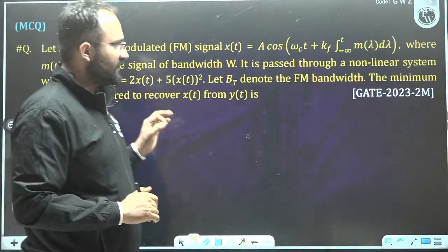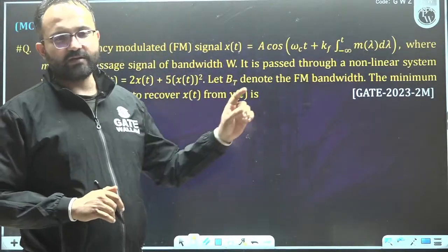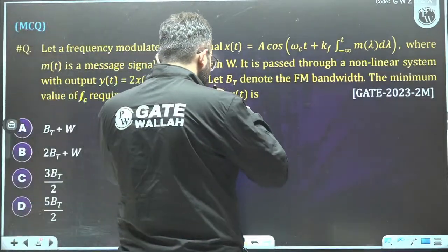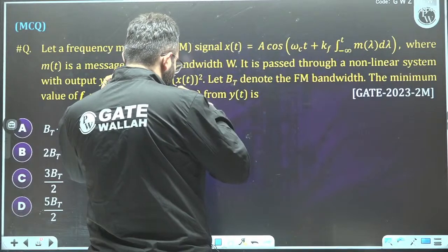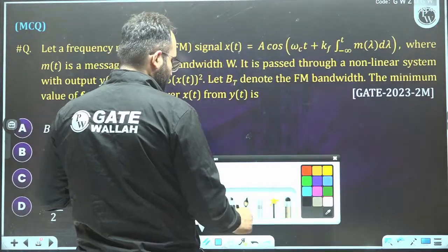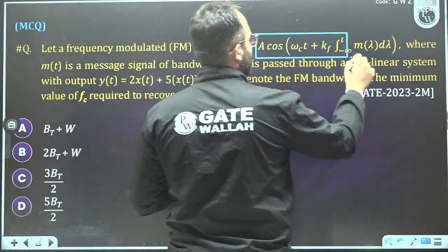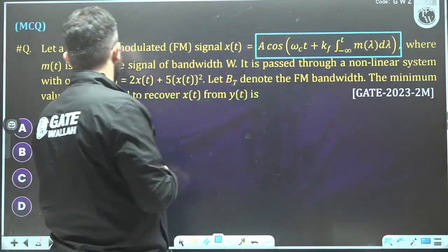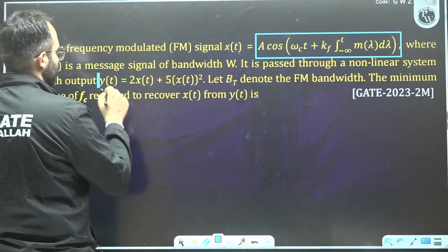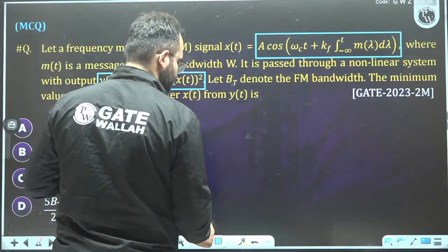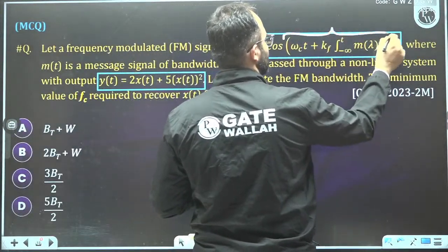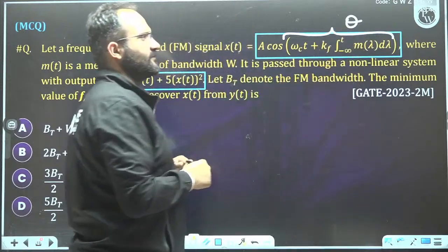Now let's see this question. This is a very beautiful question. GATE 2023 2-marker problem. So let's try to get it. If we focus on this AM and FM part, we can easily get 4 marks. Okay, the A cos term is given, and it is passed through a nonlinear system, and the nonlinear system output is this. Let's say the term inside this is theta for ease of writing.